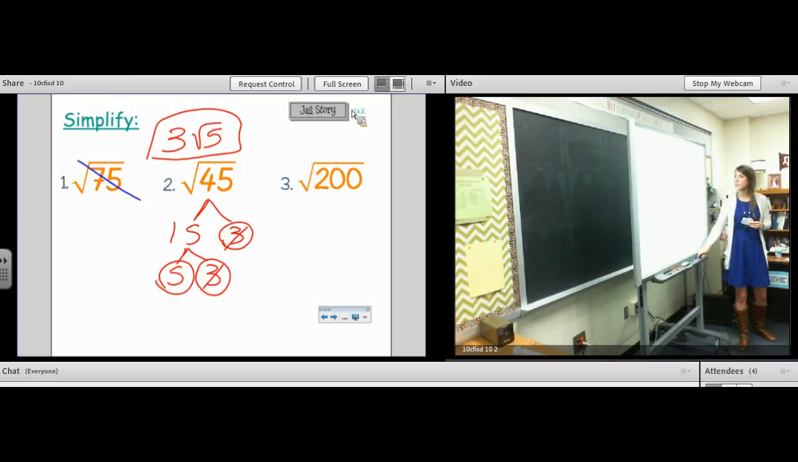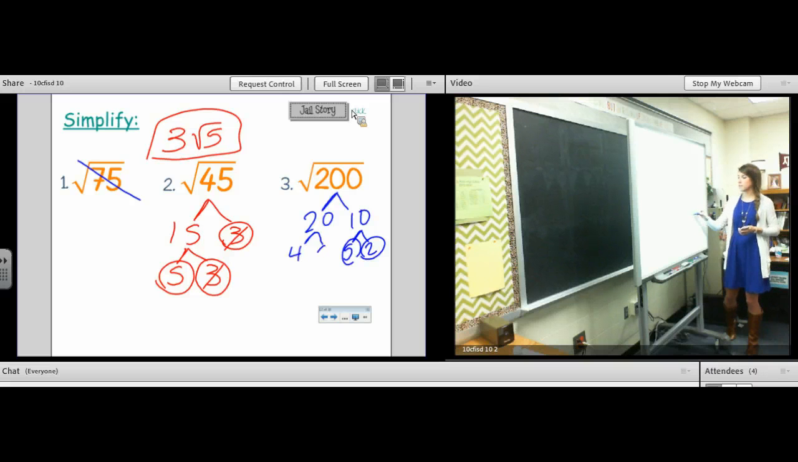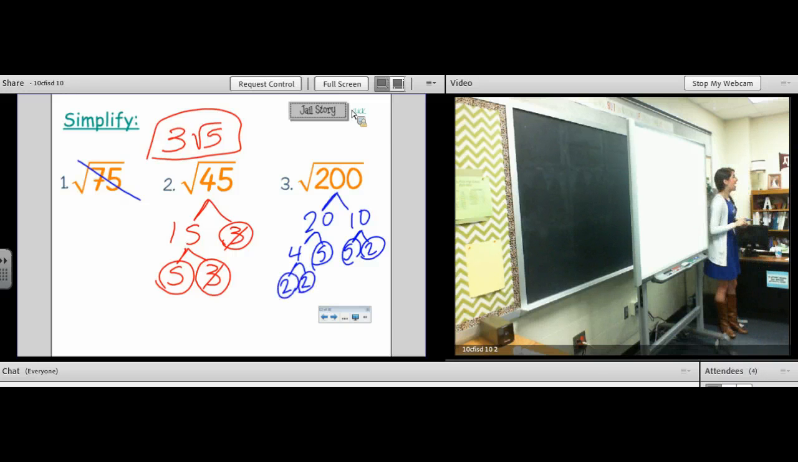Two numbers that multiply to get 200. 20 and 10 will work. Neither of those are dead ends, so we need to keep going. 10 is 5 and 2. Prime, prime. What do y'all want to do with 20? 4 and 5, 2 and 10, doesn't matter.